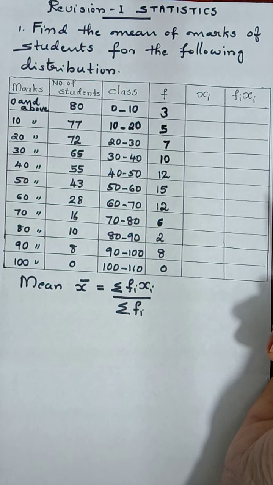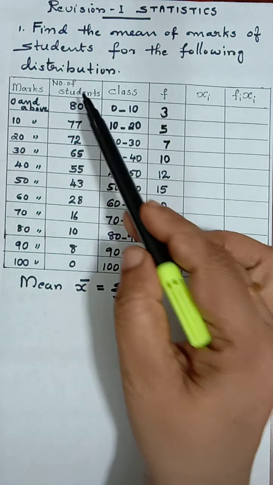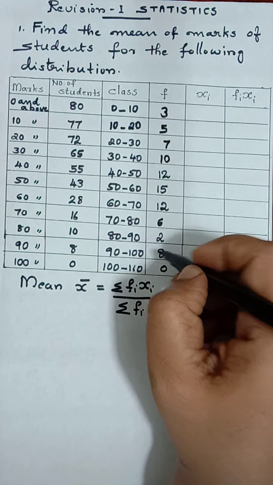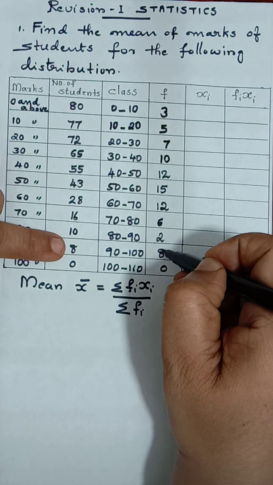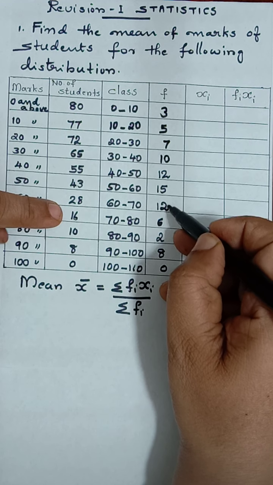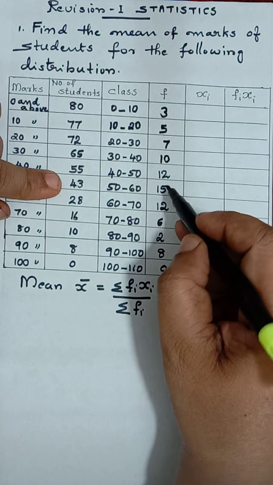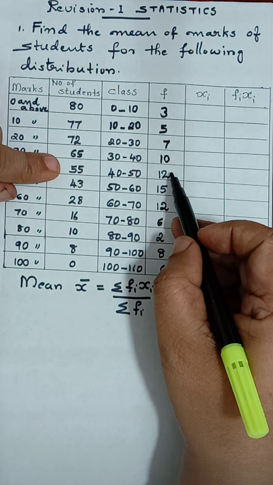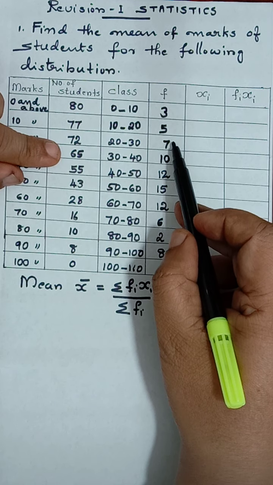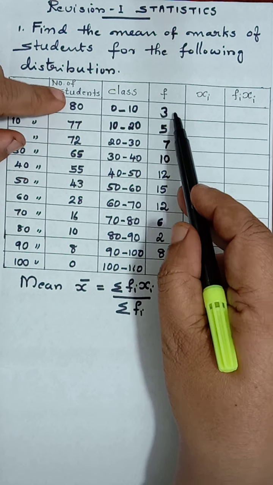So we have to check once more. That is, when we add all this, we have to get the total number of students. Okay. So 0 plus 8 is 8. 8 plus 2, 10. 10 plus 6, 16. Plus 12, 28. Plus 15, 43. Plus 12, 55. Plus 10, 65. Plus 7, 72. Plus 5, 77. Plus 3, 80.